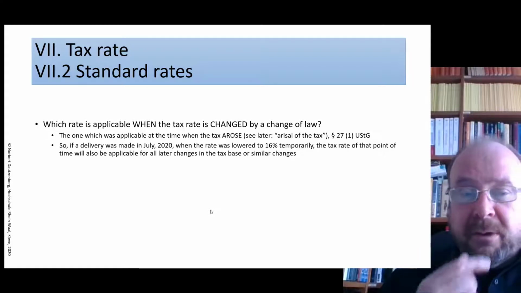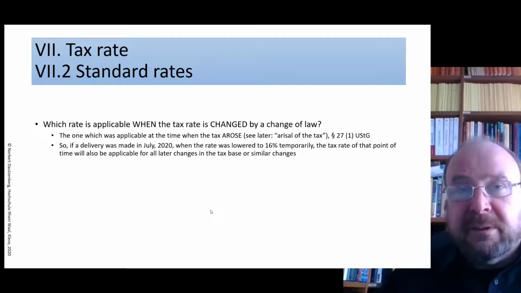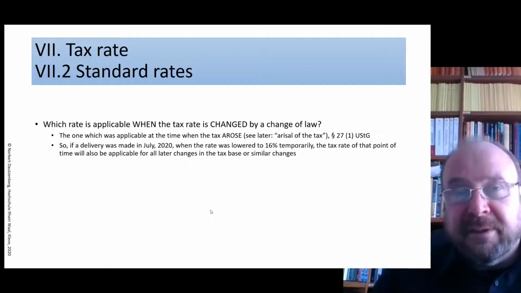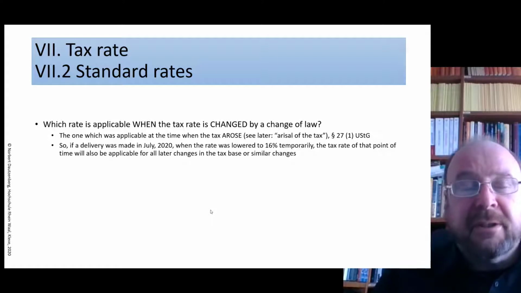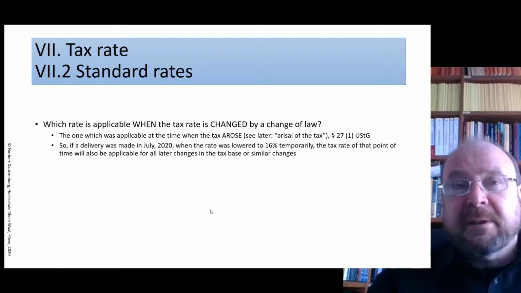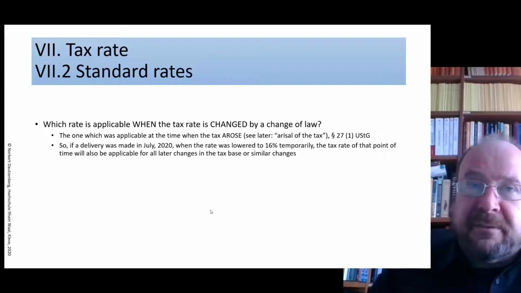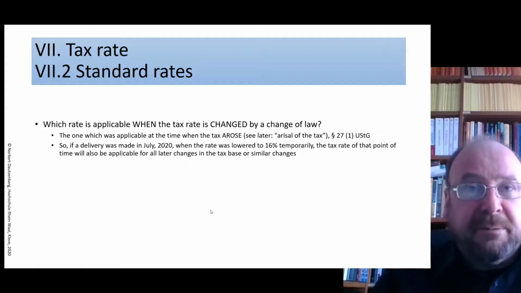Now, if the rate is changed, I already mentioned that which rate will be applied depends on the moment at which the service or delivery was made, and that is determined under paragraph 27.1 UStG. So if a delivery was promised in February 2020, but it was then made in July 2020, when the rate was lowered to 16% temporarily, the rate which is valid at the moment when the delivery is made counts. So that would be 16%.